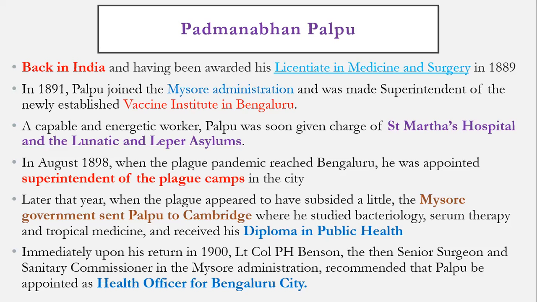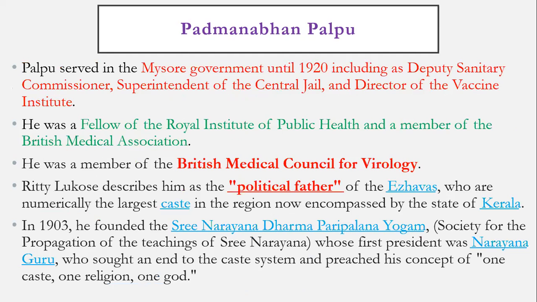Immediately upon his return in 1900, Lieutenant Colonel P.H. Benson, the then senior surgeon and sanitary commissioner in the Mysore administration, recommended that Palpu be appointed health officer for Bangalore. Palpu served in the Mysore government until 1920, as Central Jail and director of Vaccine Institute. He was a fellow of the Royal Institute of Public Health and a member of the British Medical Association. He was a member of the British Medical Council for Virology.